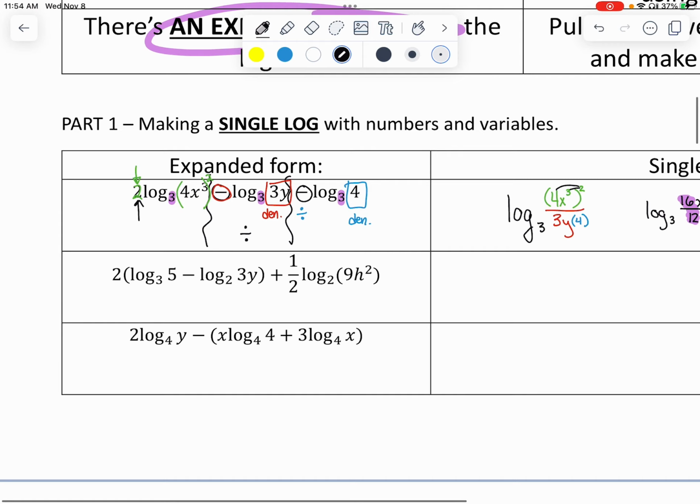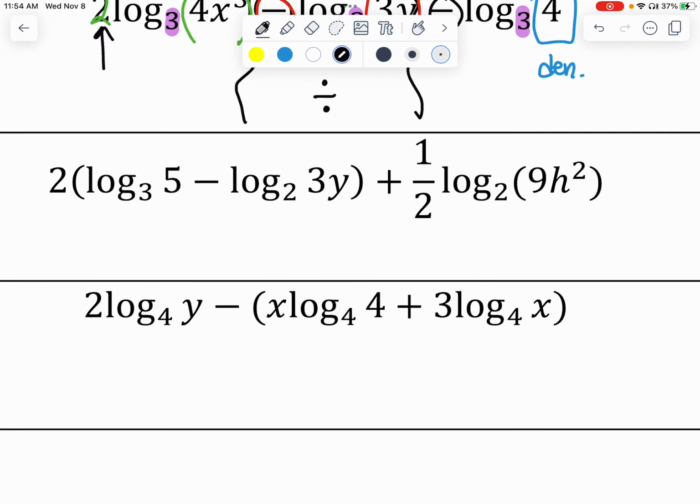Let's try again with another fairly challenging problem. So this 2, I don't like where it's written. I'm going to put it in front of this logarithm and in front of this logarithm, okay? So I'm going to erase all my crazy arrows and change my color. I'm going to distribute my 2 in, so I have a 2 right here and a 2 right here. That's going to help me in the long run.